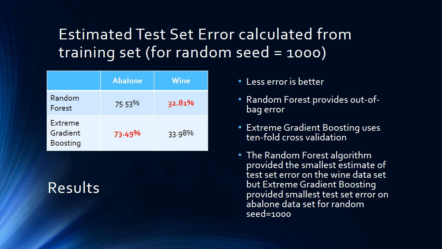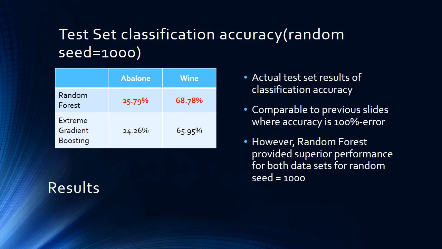Now the results were very interesting, and I will dive into the specifics and then expand on whether the results obtained were statistically significant. For the random seed of 1000, the estimated test errors from the training sets, calculated from the out-of-bag estimate on random forest and tenfold cross-validation on extreme gradient boosting, resulted in a smaller error for random forest on the wine dataset, but a smaller error for extreme gradient boosting for the abalone dataset. The actual classification accuracy when the model was applied to the test set showed slightly different results, where the random forest provided the superior accuracy for both datasets.